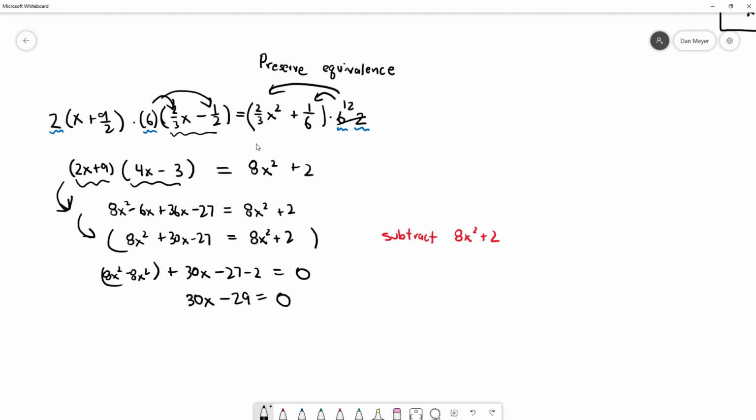Again, adding on both sides of an equation preserves equivalence. So 30x is equal to 29. And then dividing, I guess we do divide on both sides, by 30 here, we get x is 29 over 30. And so we can see that now, that very last equation, it's easy for us to see that 29 over 30 is a solution.